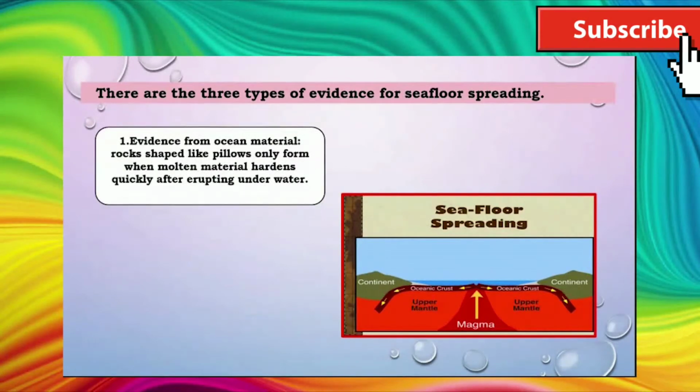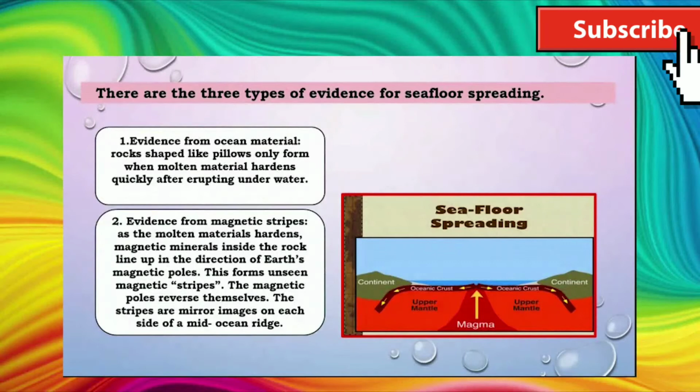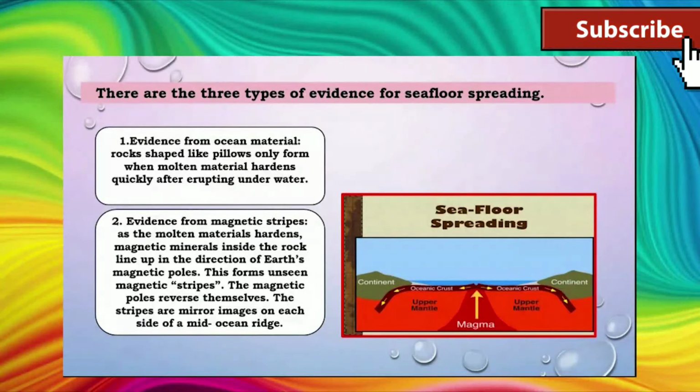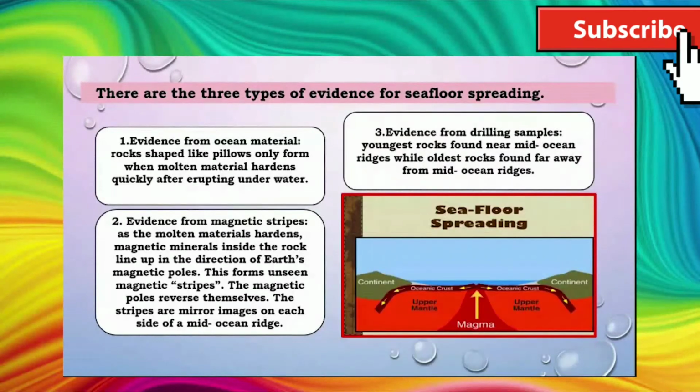Number 1 is the evidence from ocean material. Rock shaped like pillows only form when molten material hardens quickly after erupting underwater. The second one is the evidence from magnetic stripes. As the molten material hardens, magnetic minerals inside the rock line up in the direction of the Earth's magnetic poles. This forms unseen magnetic stripes, and the magnetic poles reverse themselves. The stripes are mirror images on each side of a mid-ocean ridge.